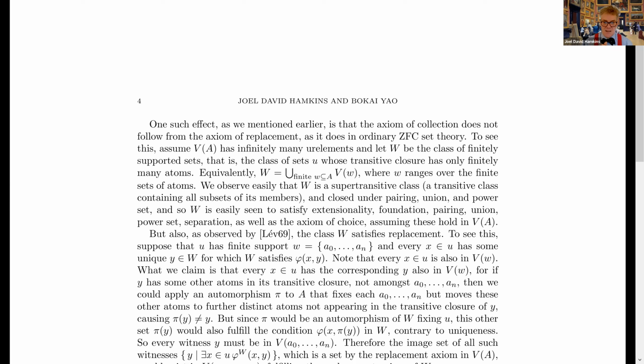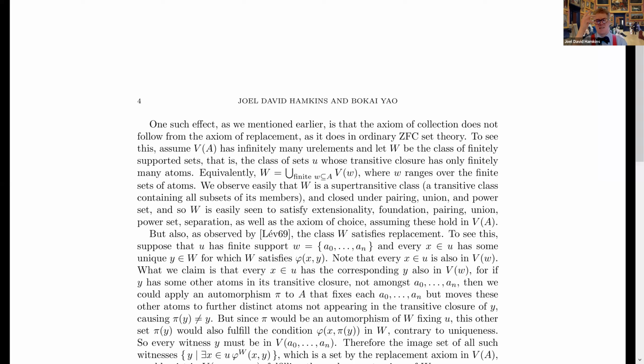If you have a set in W, so it has finite support, and every element of that set has a unique witness with a certain property, then that witness has to come with the same support, because if it was using some other atom, then there would be many automorphic copies of that witness, and so it would violate uniqueness. And so because of the uniqueness of the witness, the replacement set must come from the same support, and therefore the replacing set will also have finite support, and so it will be in W.